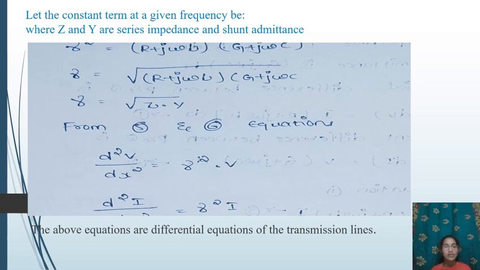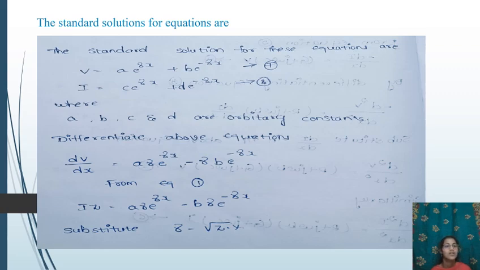From equations 5 and 6, d square V by dx square equals gamma square into V. Similarly, d square I by dx square equals gamma square into I. The above equations are the differential equations of transmission lines. The standard solution for these equations is V equals A into e power gamma x plus B into e power minus gamma x.